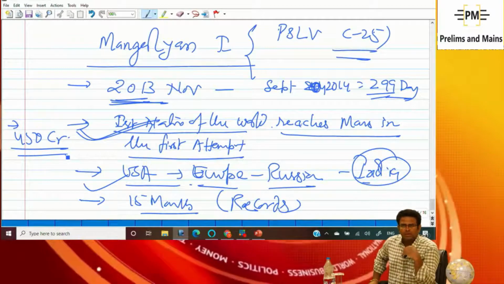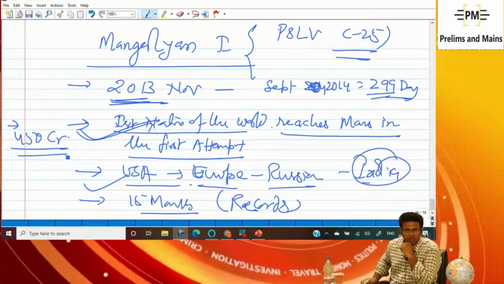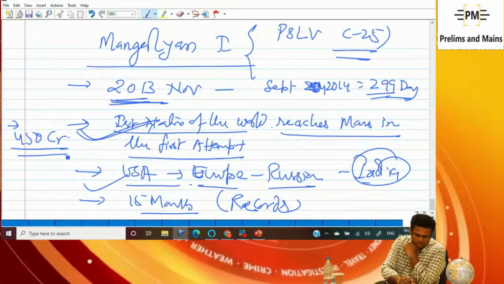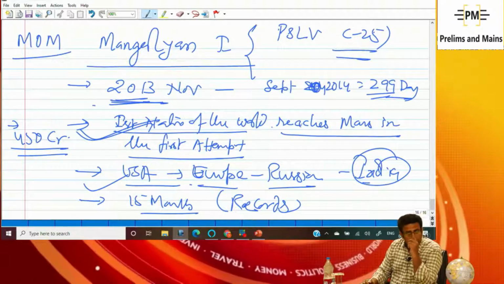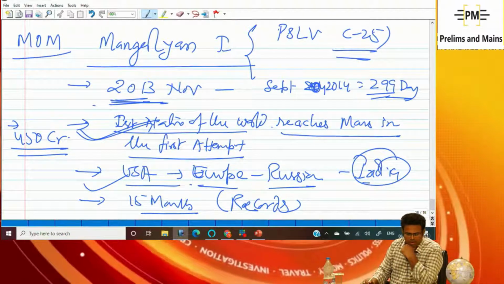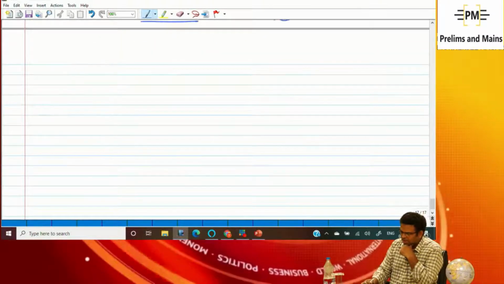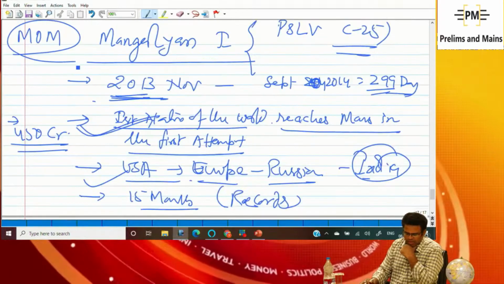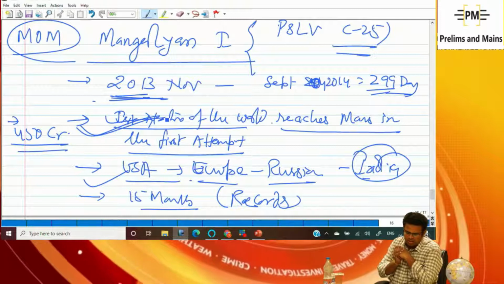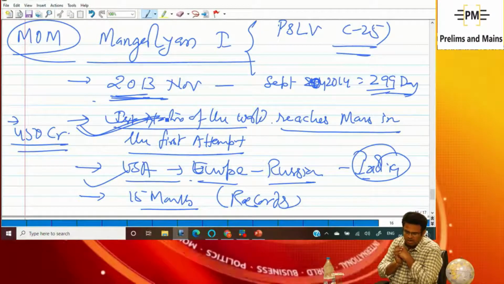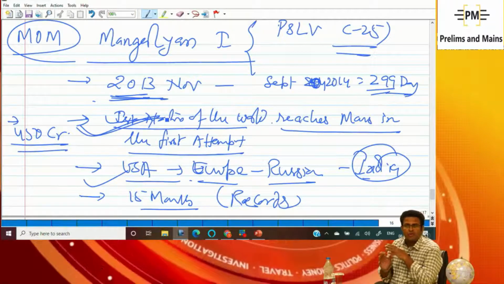The Mars mission has been able to reach the Mars orbit, and it is known as Mars Orbiter Mission, MOM. You should understand that these are the 4 very important things: first nation of the world to reach Mars in the first attempt, after USA, Europe and Russia comes India, a record 15 months to prepare everything and send it, and only 450 crore.